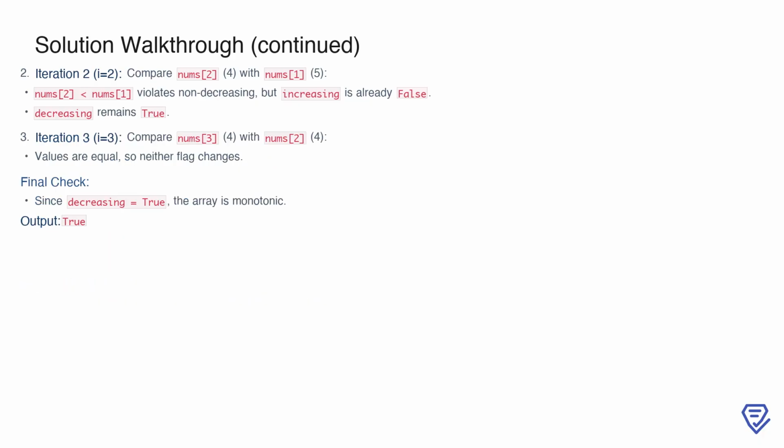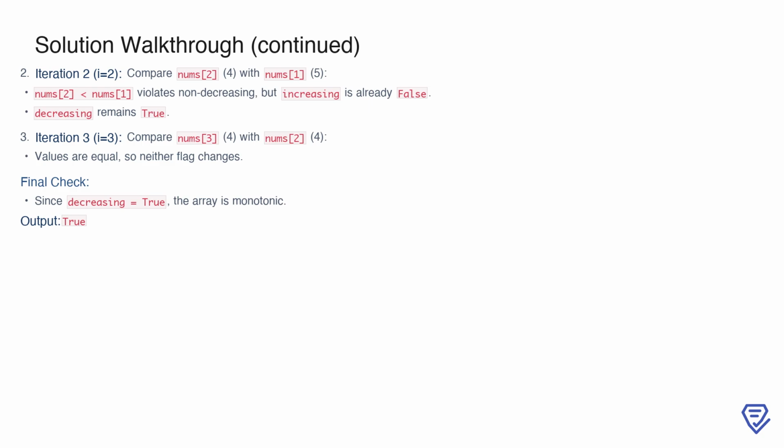Next, in the second iteration, we compare nums[2], 4 with nums[1], 5. Since 4 is less than 5, this continues to violate the non-decreasing condition. However, increasing is already false, so there's no further change to that flag. The decreasing flag remains valid, as the array is still adhering to the non-increasing condition.